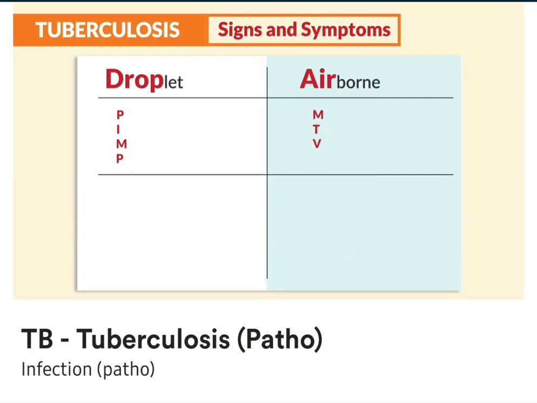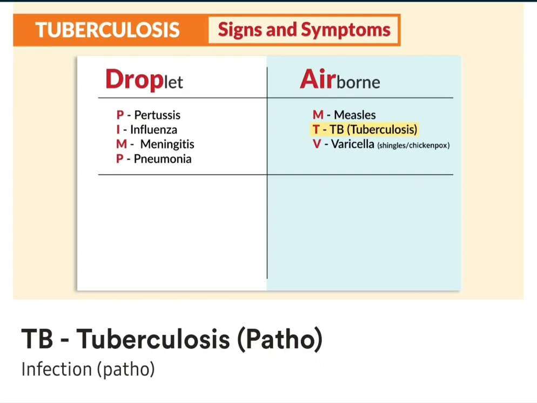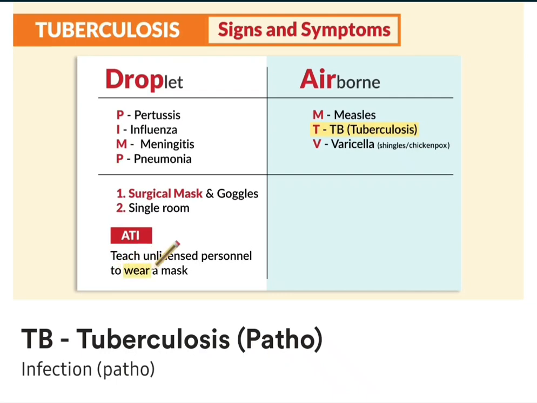So for droplet precautions, P is for pertussis, I is for influenza, that normal flu every year, M is for meningitis, specifically bacterial, and P is for pneumonia. And for airborne precautions, M is for measles, T is for TB tuberculosis, and V is for varicella. Now, a lot of test questions come from PPE here, so write this down. For droplet precautions, number 1 is surgical mask and goggles, and number 2 is a single room. Now, ATI mentioned that we teach unlicensed personnel to wear a mask.